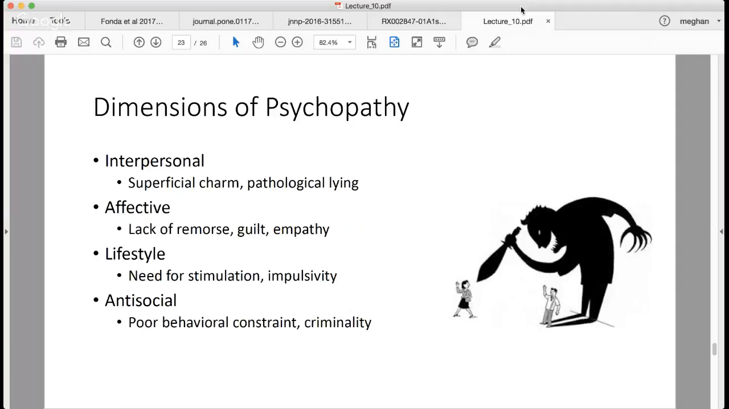So when comparisons have been made in prison settings to determine what percentage of prison inmates qualify for a diagnosis of psychopathy versus antisocial personality disorder, it's typically found that about 70 to 80% qualify for a diagnosis of antisocial personality disorder, but only about 25 to 30% meet the criteria for psychopathy. When you look at psychopathy broken into impulsive antisociality and fearless dominance, you see impulsive antisociality more associated with criminal recidivism than fearless dominance.